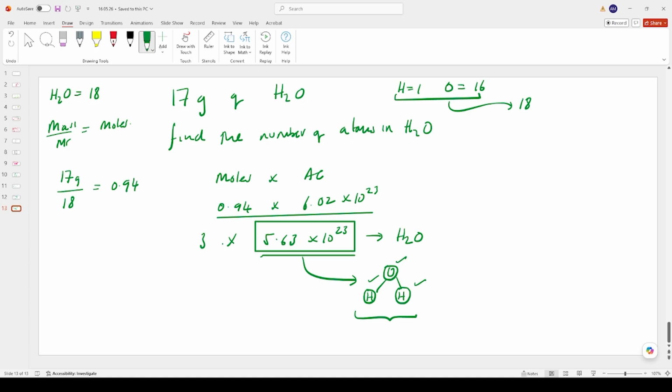The question might say molecules, it might say atoms. It might even say, do you know what's so sneaky? How many hydrogen atoms in H2O? So what do I times this answer by? If it asks just for hydrogen atoms, times it by 2. Just oxygen, 1. Okay, does that make sense? So whatever they've asked you to target, that's what you're going to do.